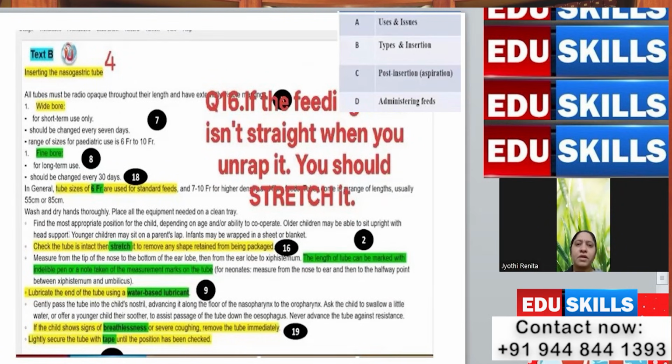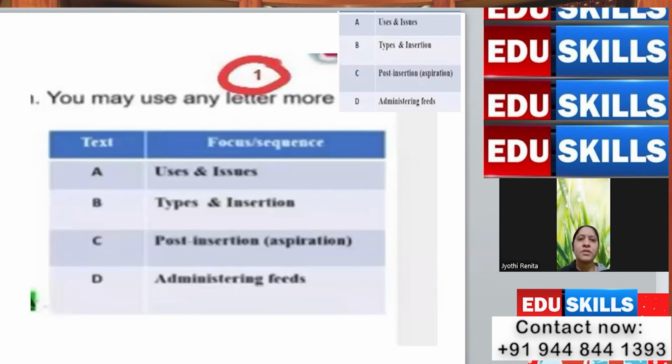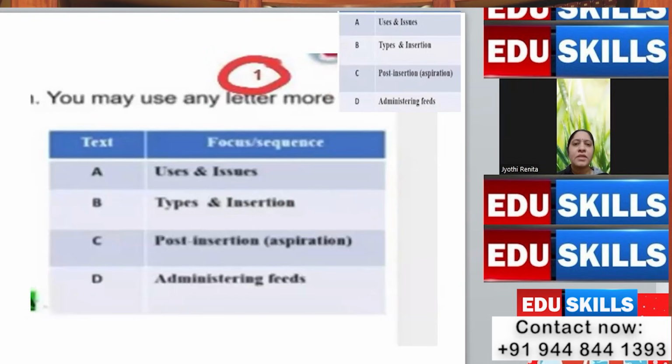Here, first, what we have to do is name the paragraphs, as all my colleagues have told already. A is uses and issues, B is types and insertion, C is post insertion and aspiration, D is administering feeds. And this we have to do initially as a beginner. It is necessary to name the paragraph. If the name is not there, you have to read the first sentence and give a name to each paragraph. So this will help us to locate the answers.